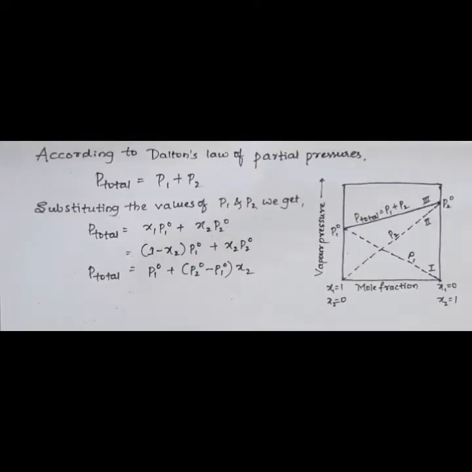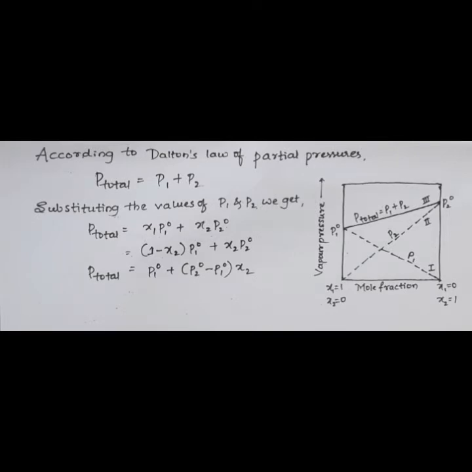Okay, so now if we want to find the total pressure of the binary solution, from Raoult's law we come to know that the partial vapor pressure of a given component is directly proportional to its mole fraction in the solution. Now if I want to find the overall vapor pressure exerted by both the components 1 and 2 on the surface of the liquid, then how to find that total vapor pressure?